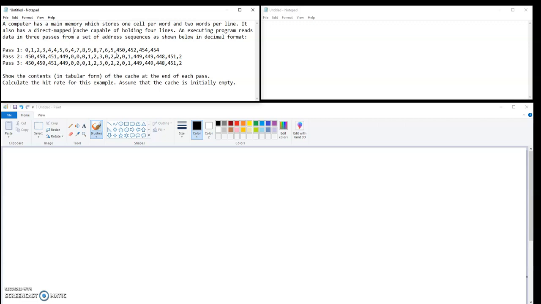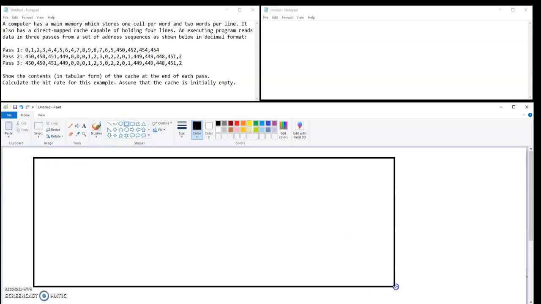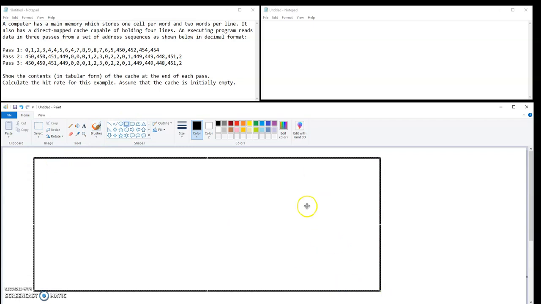Show the contents in tabular form, so a table, at the end of each pass. Calculate the hit rate for this example. Assume that the cache is initially empty. Okay. Let's try it.